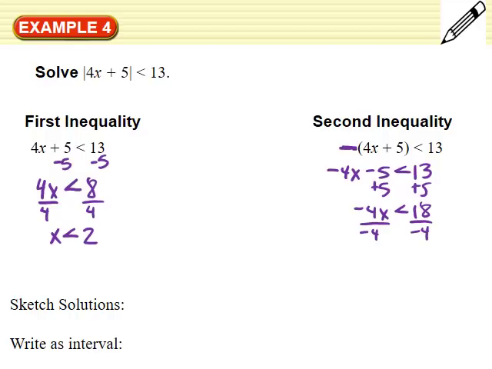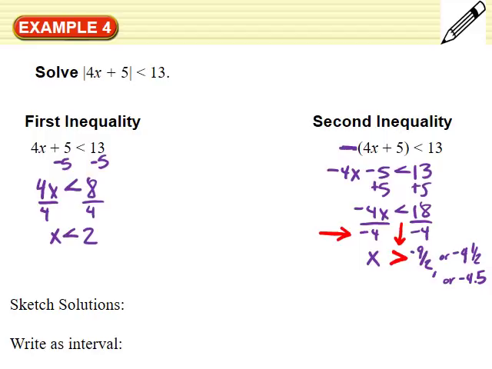Now be careful, you have to recall the rule of when you divide both sides or multiply both sides by a negative in an inequality, what does that do to your inequality sign? It flips it around. So I actually end up with x is greater than, and you can write this a few different ways. You could say negative 9/2 or negative 4.5. I'd accept any of them.